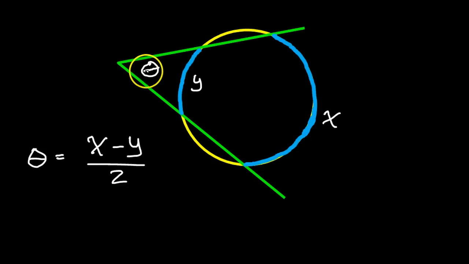When the angle is outside the circle, we still have two intercepted arcs. We have a big arc and a small arc. But instead of being arc plus arc divided by 2, the angle is equal to the big arc minus the small arc divided by 2. And you don't want this to be negative, so it makes sense that we'll have to do the big arc minus the small arc.